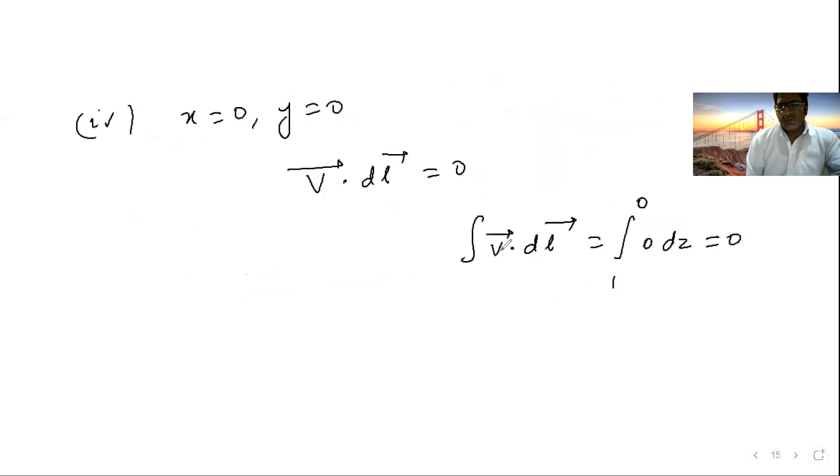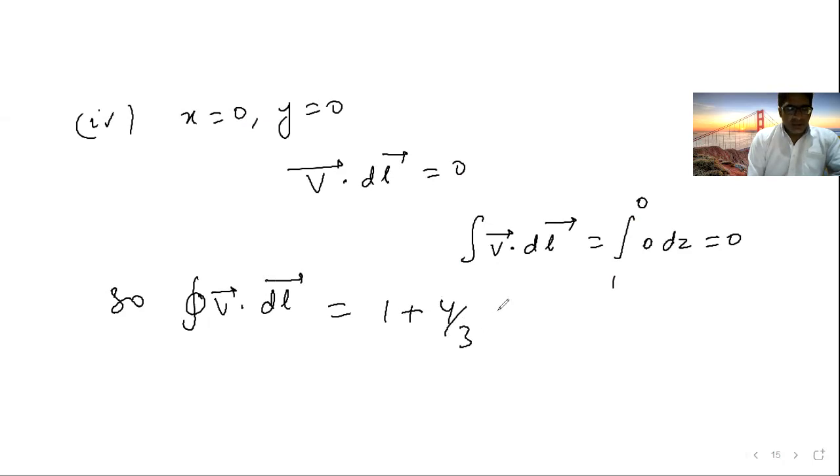So x is 0, y is 0, the integral of v dot dl from 1 to 0, but since the integrand is 0, it is 0. So for the closed integral of v dot dl, that means the right hand side of Stokes' theorem, I will have to add these four pieces: 1 plus 4 by 3 minus 1 plus 0. Adding these, you get 4 by 3.